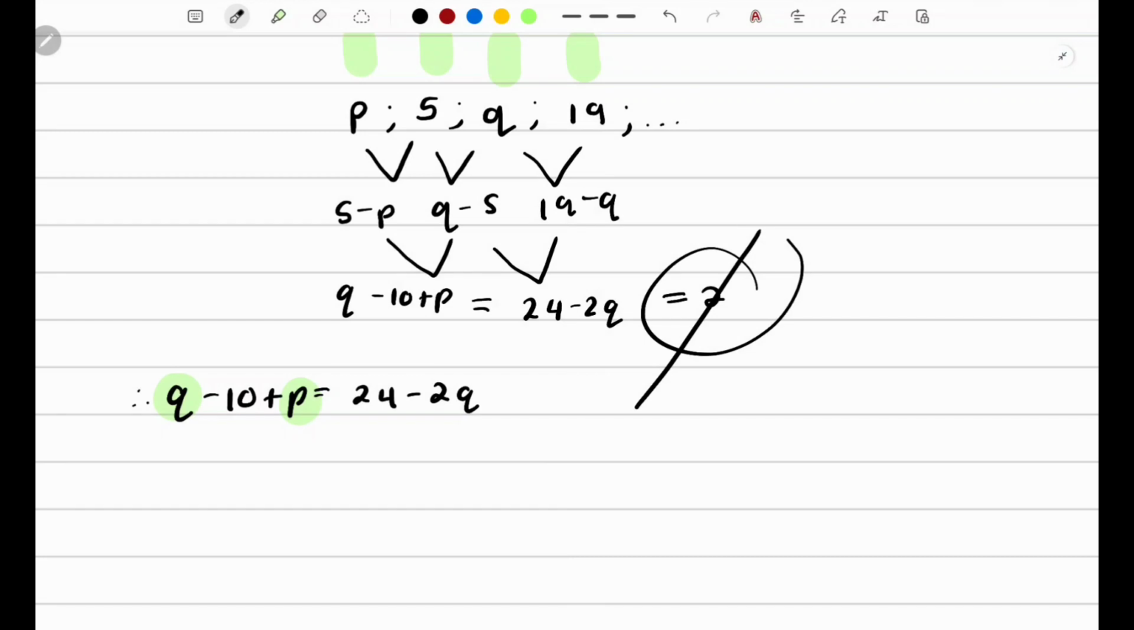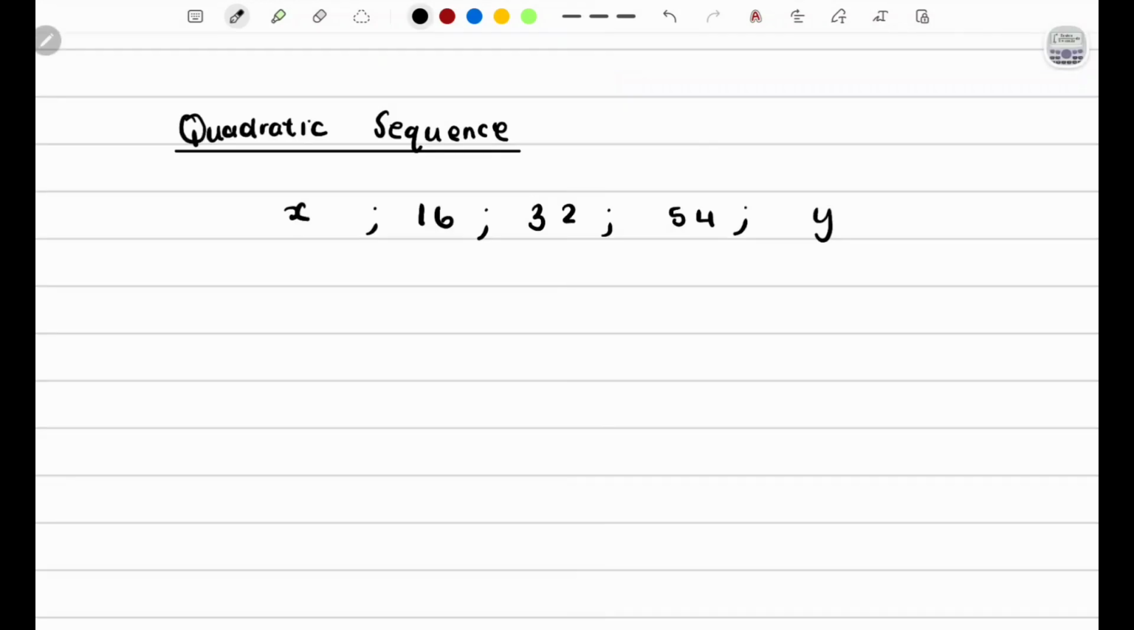So now I'm going to show you an actual example with a quadratic sequence where we can actually find the missing values of, let's say, x and y without them telling us the second constant difference. And here's the example. So in this example, look at what we have. We have x, 16, 32, 54, and y. So 5 terms in total. And that is a very important thing to look at.